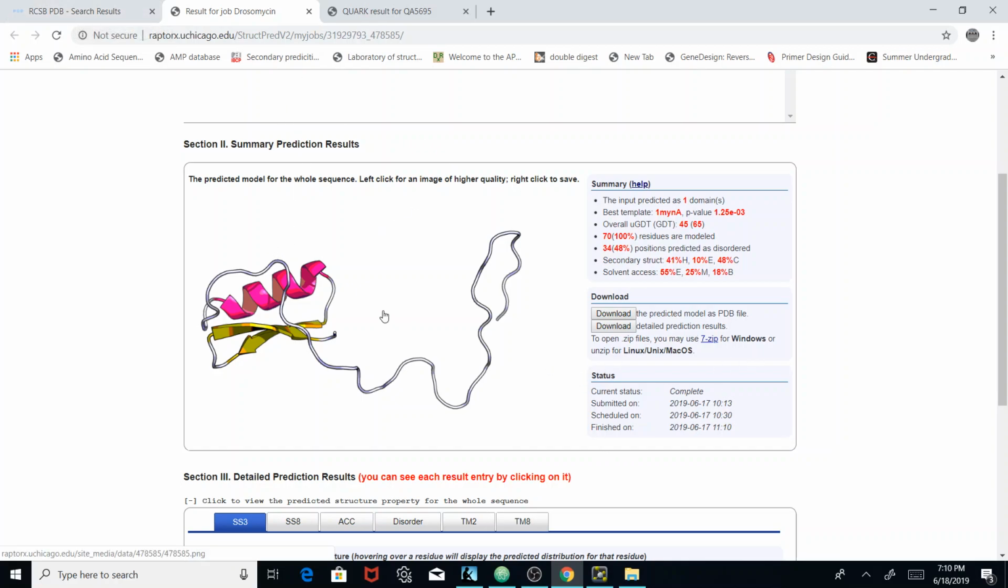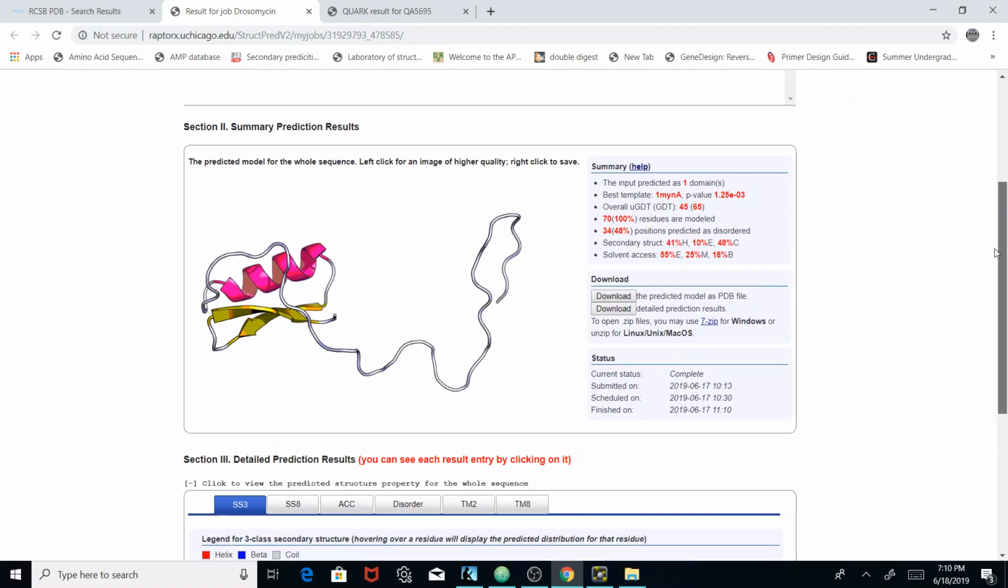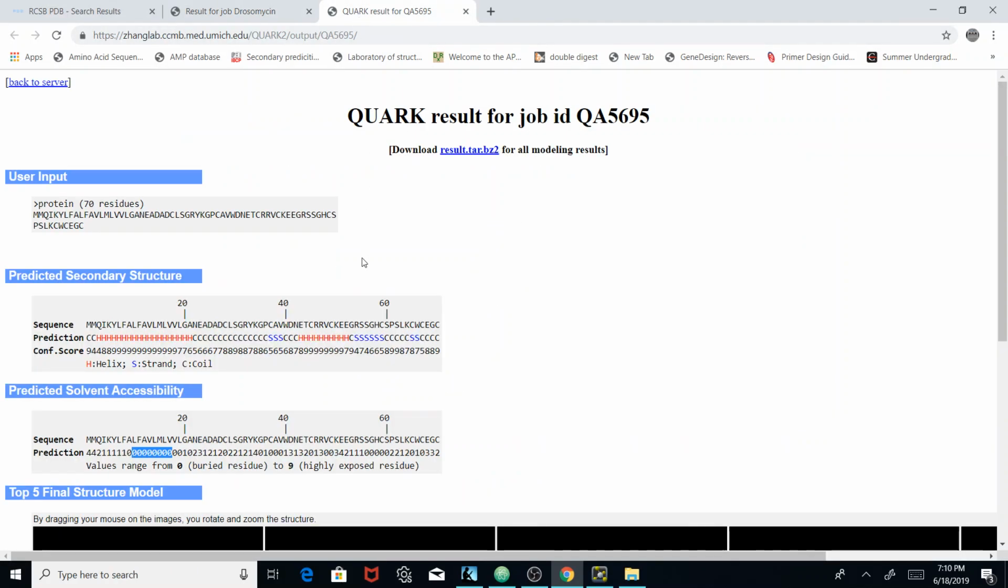from Raptor. You'll get an email saying when your job is finished, and you can click the link that they provide to the results page. And they give you some additional information here. Go ahead and you can download the PDB file that they gave you in the email. And with Quark, they should send you an email with a link to the results, and they should provide a PDB file as well. Go ahead and download that too.